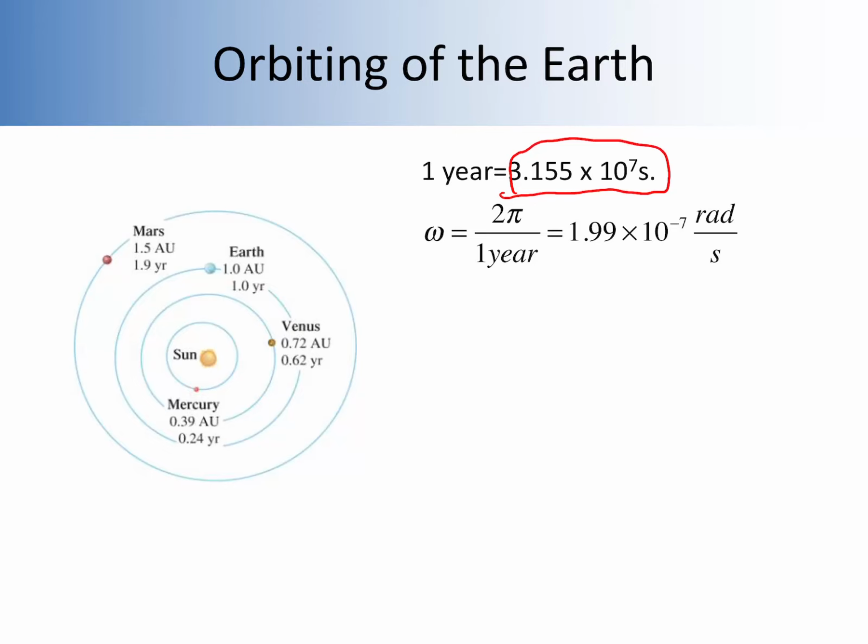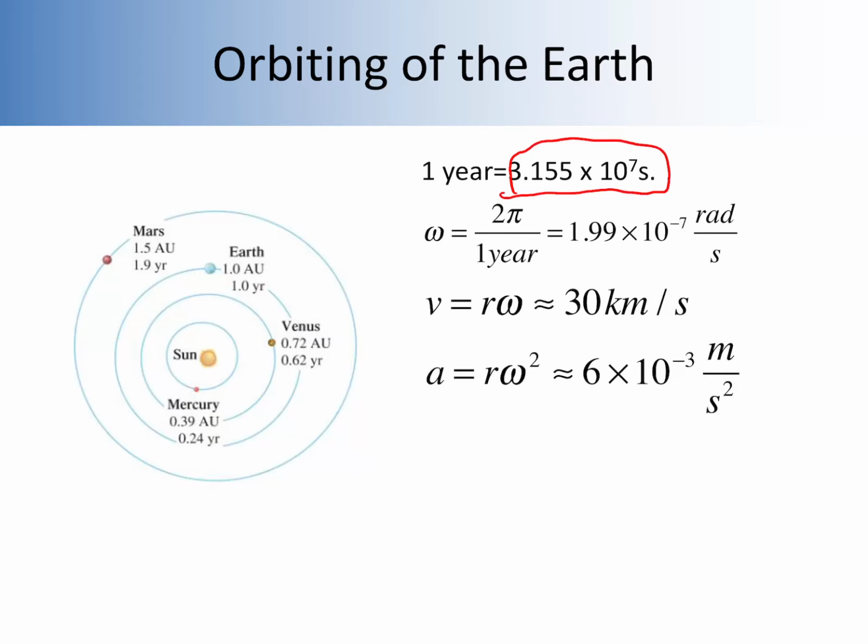So the velocity, of course, v is r times omega. It's roughly 30 kilometers per second, consistent with what we learned in the last chapter. And the acceleration is r omega squared, roughly 6 times 10 to the negative 3 meters per second squared.